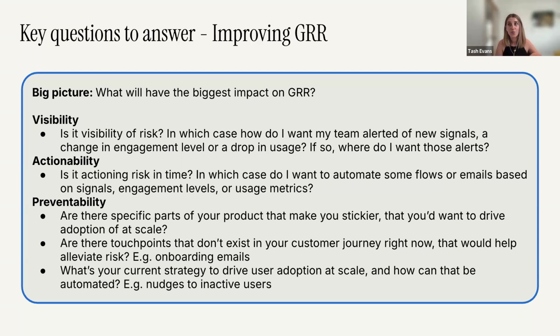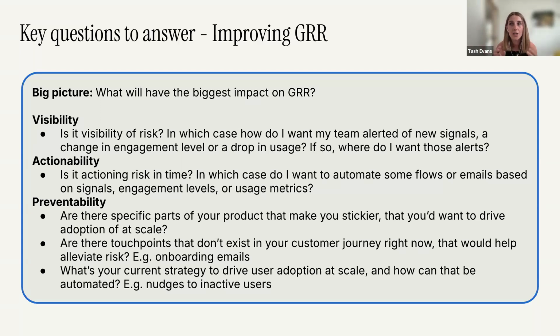Is it that actually, once we know where our risk is, we're really good at spotting it, we're really good at actioning it, but we're not very good at preventing the risk coming? We're just facing way too much risk and we need to be a bit more proactive. So in that case, okay, well, what are the things that I want my customers doing? What do I want every customer doing in the platform? And how can I automate some email content or some in-app notifications to constantly drive people back to that particular level of usage?